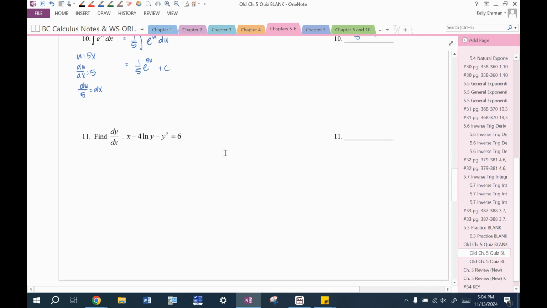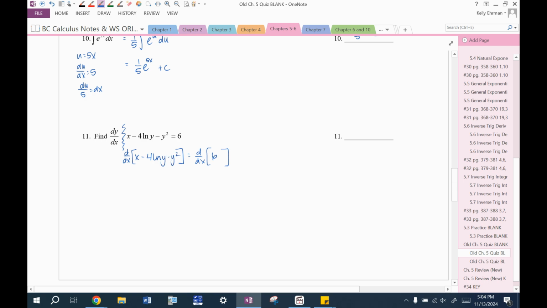All right, this problem says find dy dx. Find dy dx, this is our equation. So because we can't easily solve for y, we will take the derivative with respect to x of both sides.